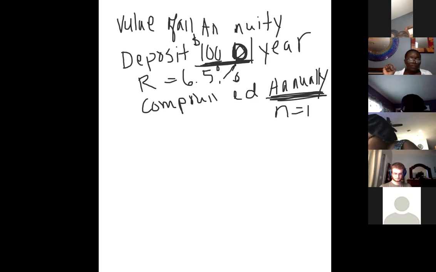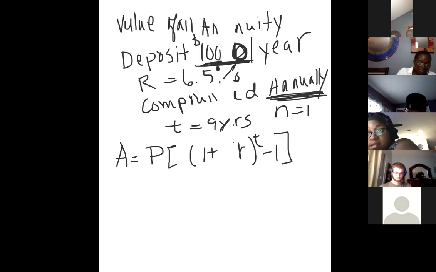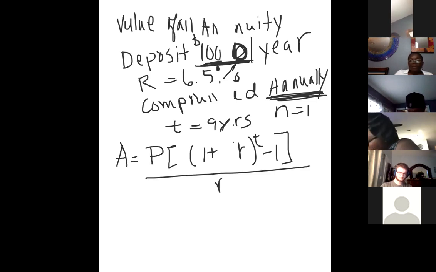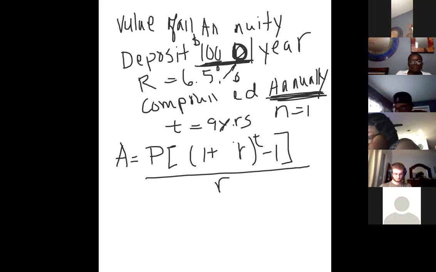The time is 9 years. So the formula we would use is A equals P times (1 plus r)^t minus 1, close the bracket, and all of this is divided by r. Now, I want you to notice there's no n in there. Why don't we have an n? Because it's 1, so it's just going to eliminate itself anyway.